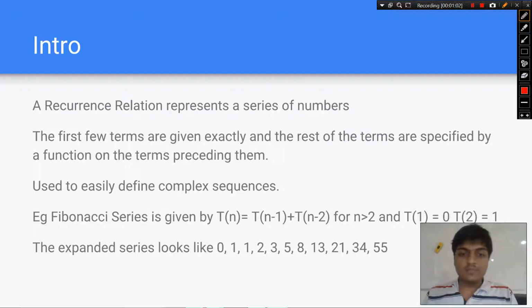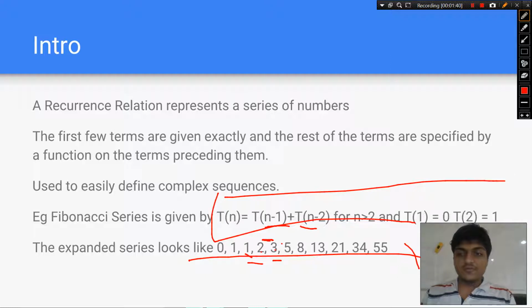So basically this means that the third term is given by t3 equals t2 plus t1. Okay, so the third term 1 is given by 1 plus 0, and similarly this 2 is given by 1 plus 1, 3 is given by 1 plus 2, 5 is given by 2 plus 3, 8 is given by 3 plus 5, and so on, right? So basically this very complicated series could be easily given by this definition, which would not be possible otherwise.